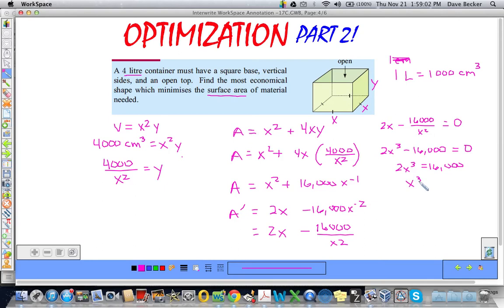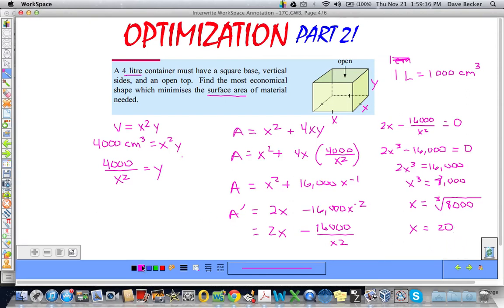X cubed would equal, oh, I'm so popular. Stop it, stop it. Okay, x cubed would equal 8,000. So then x would equal the cube root of 8,000. Okay, and 8's looking good. I know 8's a perfect cube. So that should give me a little hint: the cube root of 8,000 must be 20, or 20 times 20 times 20 is equal to 8,000.